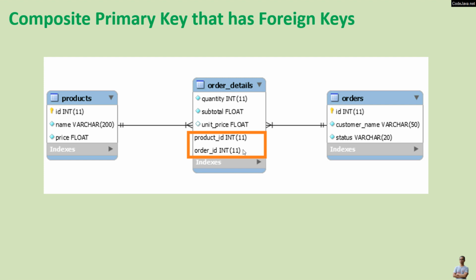Next, let's see how to implement composite primary key mapping that has foreign keys. Suppose that we have the products and the orders table, and the order details table realize the many-to-many entity relationship between products and orders, and it has the composite primary key that consists of two foreign keys. The first one refers to the primary key in the products table, and the second one refers to the primary key in the orders table.